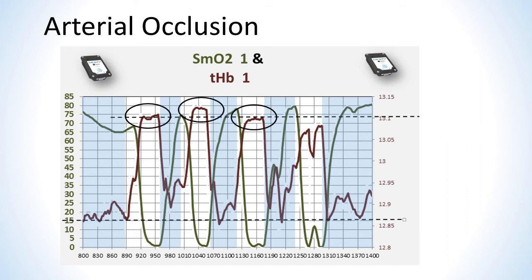Note how the THB increases rapidly and reaches a very steady plateau while the load is maintained. Then the THB quickly returns to its value before the load. The THB plateau, the rapid drop in SMO2, and the very low SMO2 value are typical of arterial occlusions.